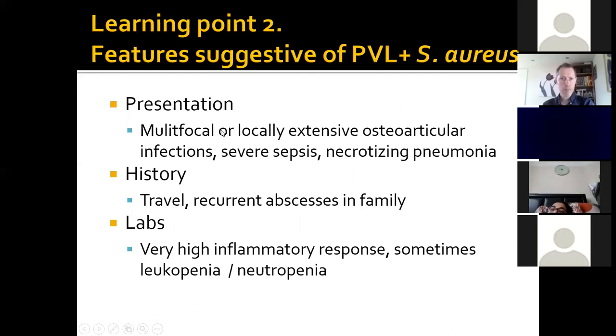The presentation is more commonly with multifocal disease, or if it's local, it's often very extensive osteoarticular infection, accompanied by severe sepsis, and sometimes another manifestation of it is necrotizing pneumonia in young people. There may be a travel history. There may be a history of recurrent abscesses in the family, because when it causes skin infections, it tends to cause abscesses. And the lab results typically show very high inflammatory response, sometimes leukopenia and neutropenia.